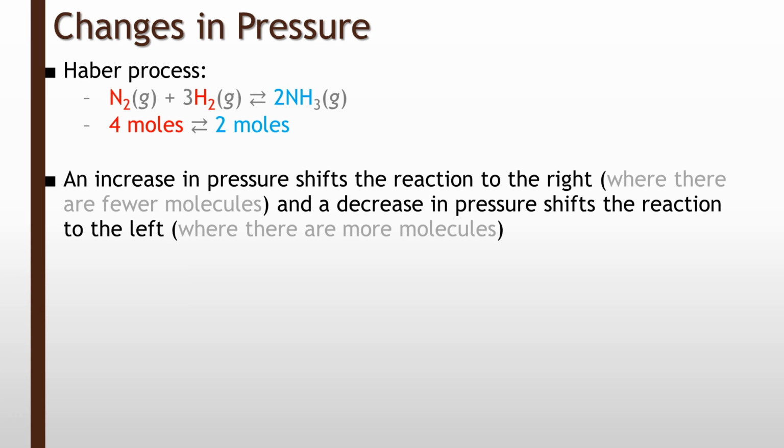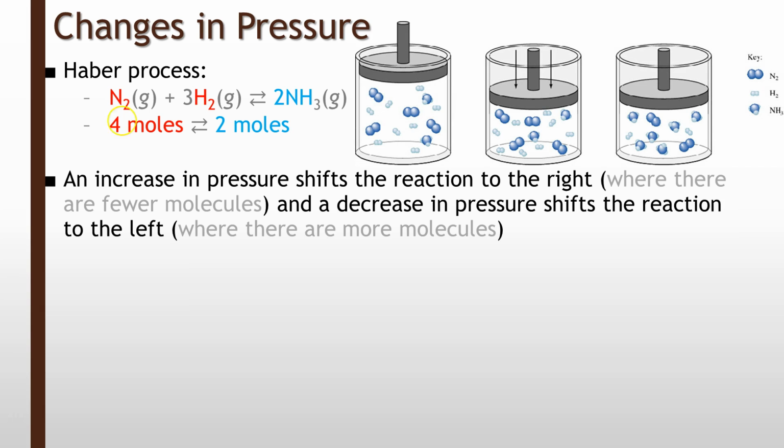I have increased pressure. The system is going to try to undo that or minimize it by going to an area where there's less. Anytime I'm going to decrease the pressure, the system is going to shift more toward the left, more toward my reactants there. There's more molecules that take up more space. Whatever I do, the system's going to try to compensate for. So let's take a look.